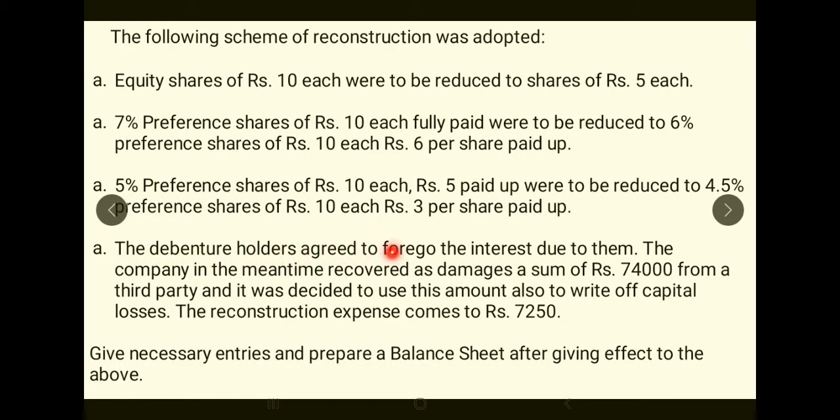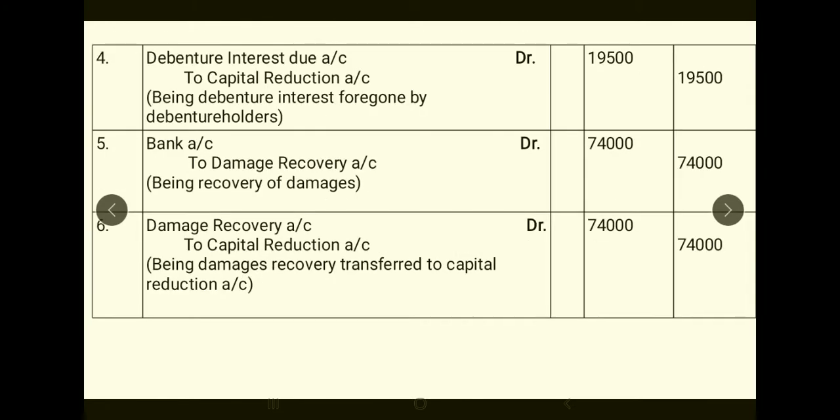Debenture holders agreed to forego interest due to them. So the debenture holders have said that we don't need the interest amount. It is okay, you don't pay us the interest amount, you do the internal reconstruction. So interest is foregone. And after that we have recovered damages of 74,000 which they have decided to use for writing off capital losses. So let's look into that.